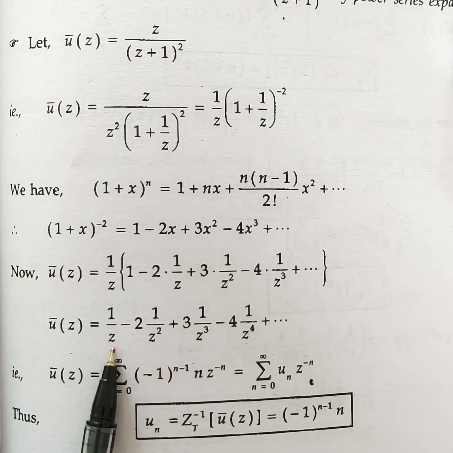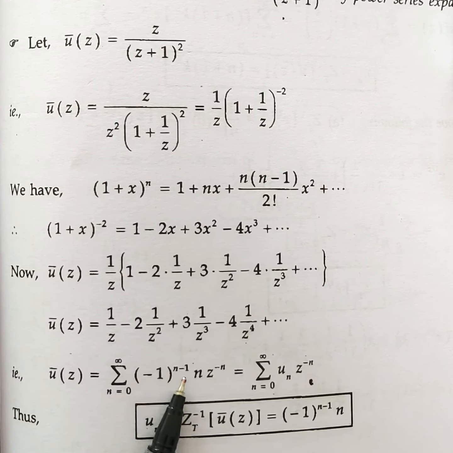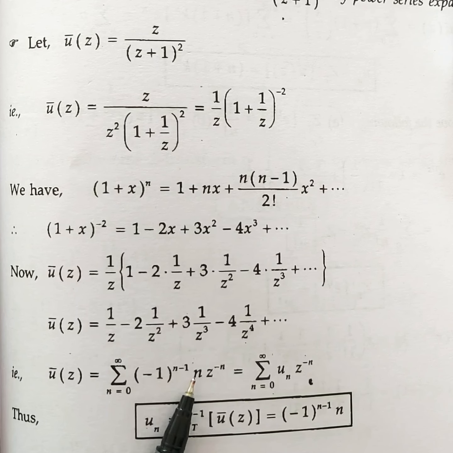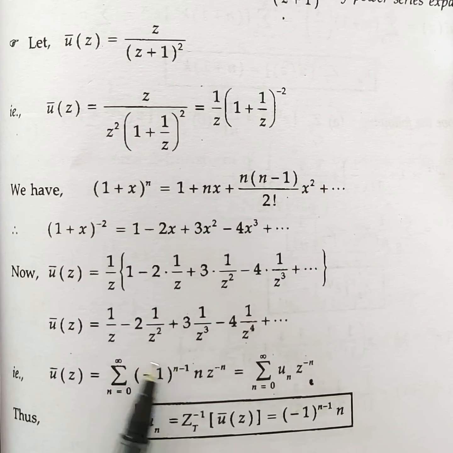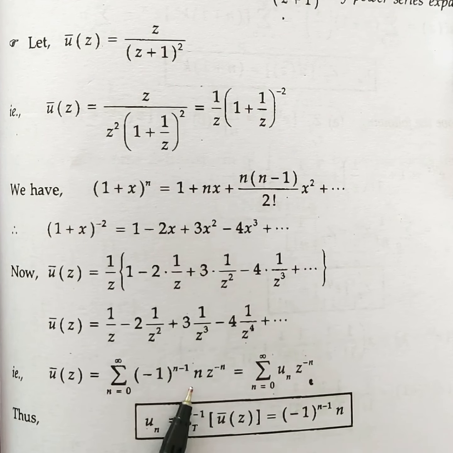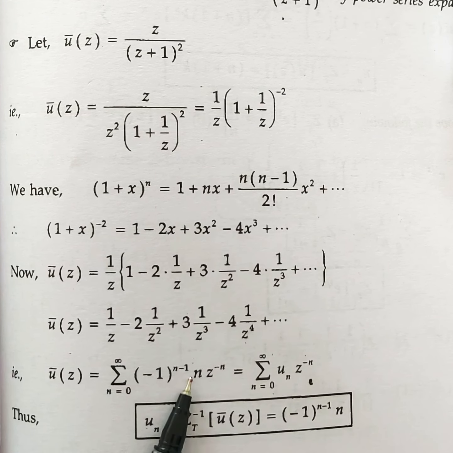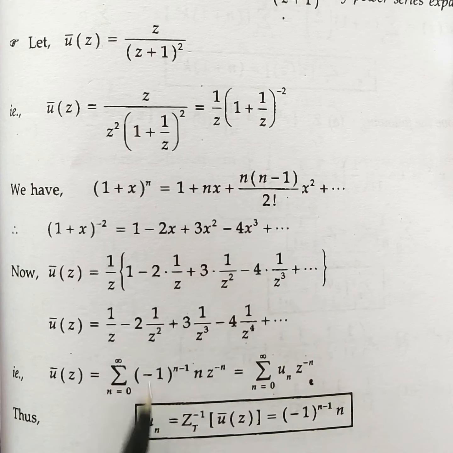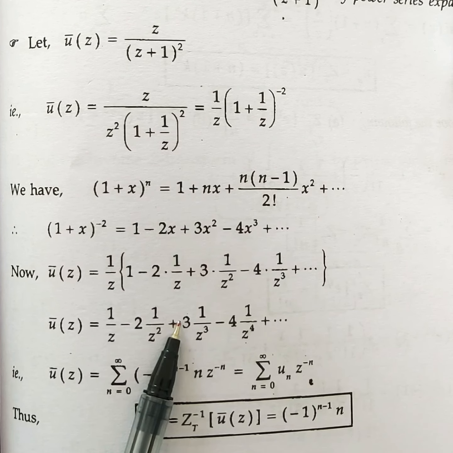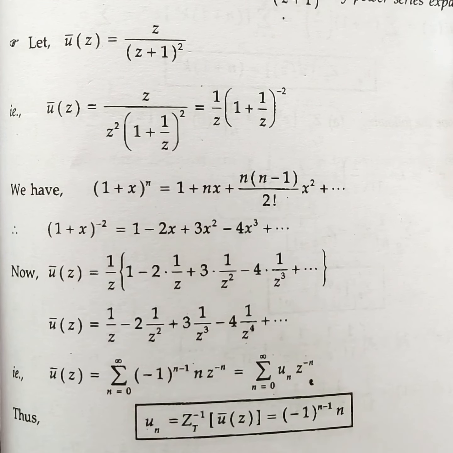So we should know when to write minus 1 power n plus 1 and n minus 1. As per this, the first term is 0 because of n, and because of minus 1 power n minus 1, this term became 0. So if you expand this and you get the same terms, then your answer is correct. So in the place of un, we have minus 1 power n minus 1 into n, that's it. Thank you.